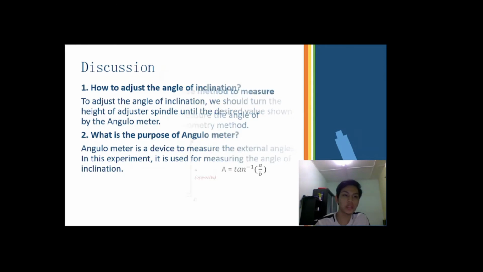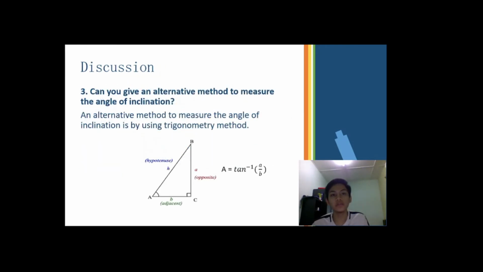Okay, let's move to the next question. Can you give an alternative method to measure the angle of inclination? An alternative method to measure the angle of inclination is by using the trigonometry method. You can review the formula in the diagram below.